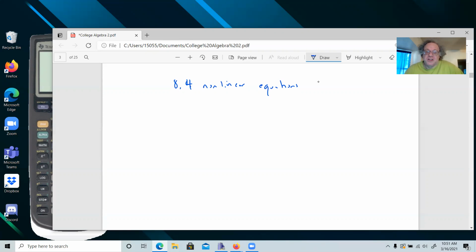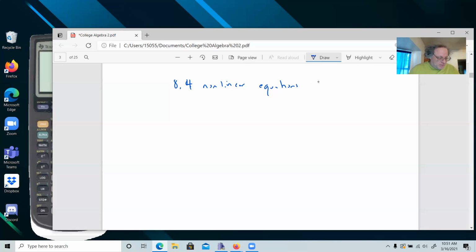There's no guarantee that it's going to be easy for this to happen. There are substitutions you can make to make the process easier, but sometimes these are just a bear, and sometimes you simply cannot. There's no analytic way to solve them, and we'll talk about some of those as well.